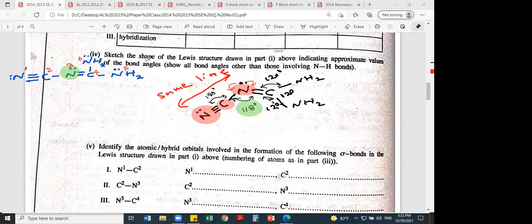So N1 will be what? What is the hybridization? I think we discussed not N1, I think we discussed this earlier in the previous question. I think they asked about C2. C2 hybridization sp. This is sp. This N3 will be sp2. This is sp2.